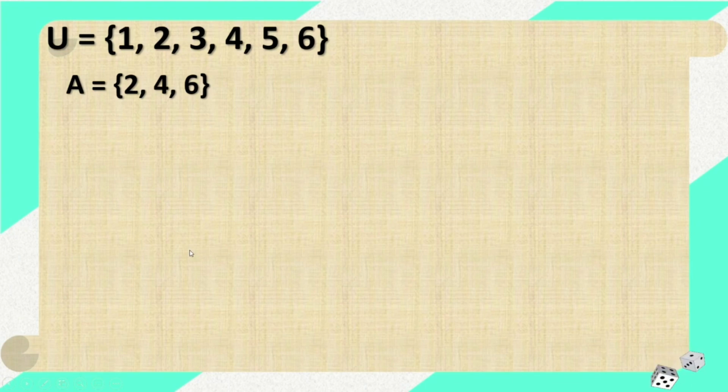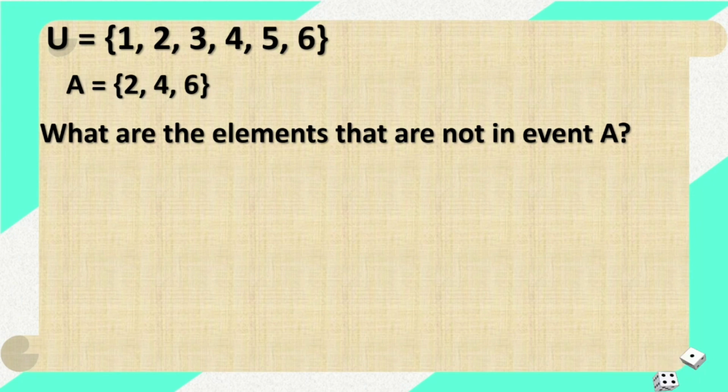As you can see, the elements in the universal set are 1, 2, 3, 4, 5, and 6. And the elements in event A are 2, 4, and 6. What are the elements that are not in event A? Titingnan natin kung ano yung mga elements sa universal set na wala sa event A. So, ano mga yon? Okay, we have 1, 3, and 5.